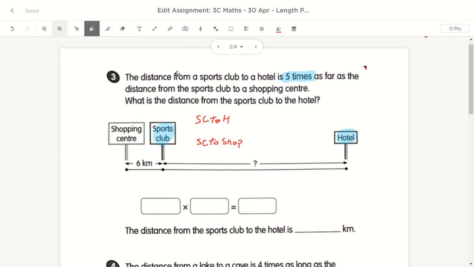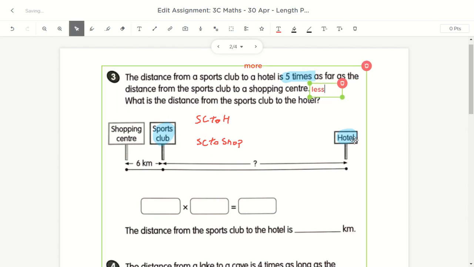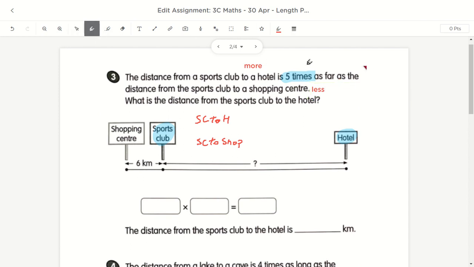You realize that the distance from sports club to hotel is 5 times as far as the distance from sports club to shopping center. Means this is more. So the distance between the sports club and hotel is more, while the distance between the sports club and the shopping center is less. You can also see on the diagram that is drawn for you. And how much more? 5 times more.